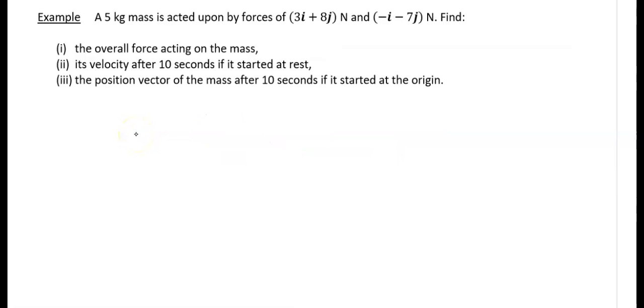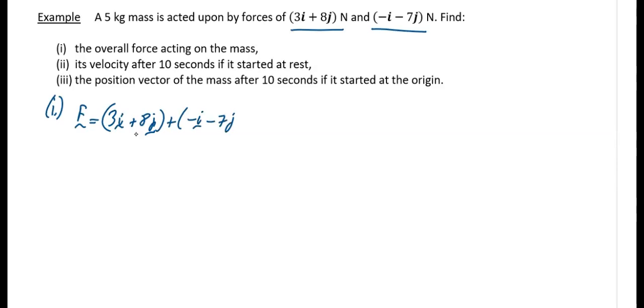Okay, this question says a 5 kilogram mass is acted upon by the forces of 3i plus 8j and minus i minus 7j. Find the overall force acting on the mass. So your force is just going to be those two things added together. So 3i plus 8j plus, what's the other one, minus i minus 7j. And if you add those two things, you're going to get 2i plus j newtons, and that is it.